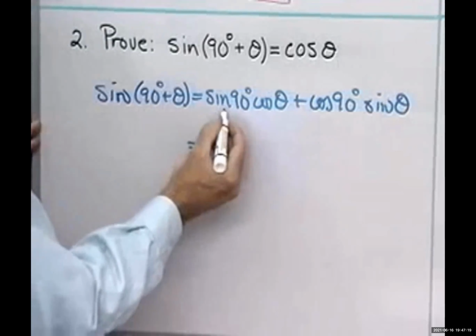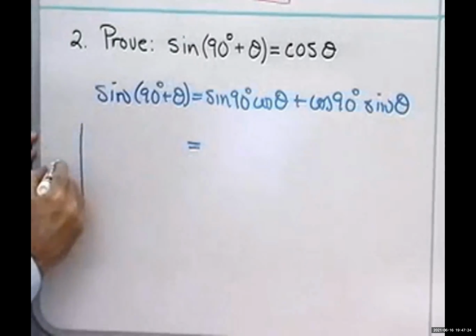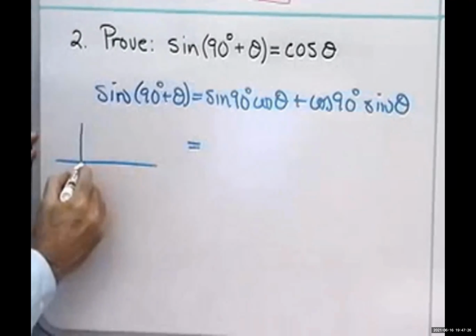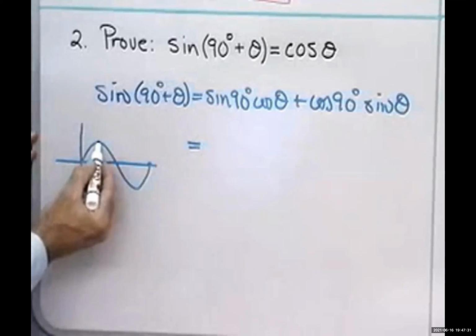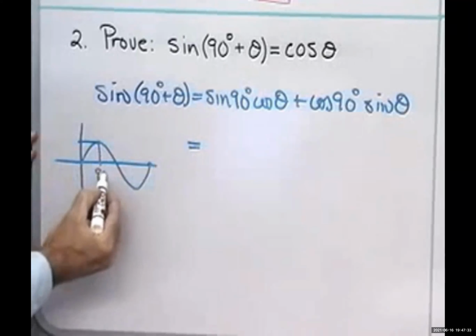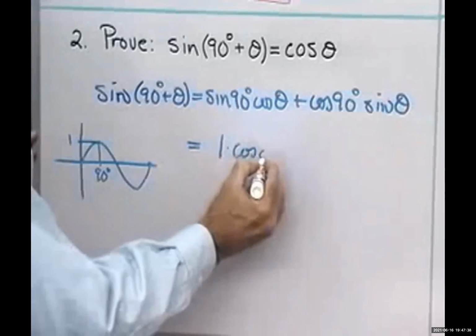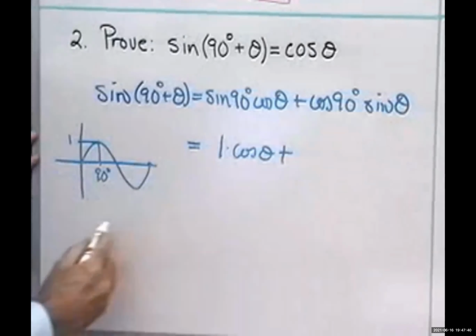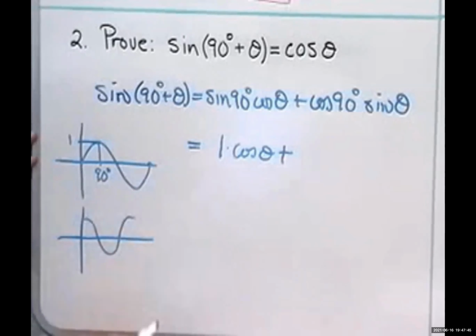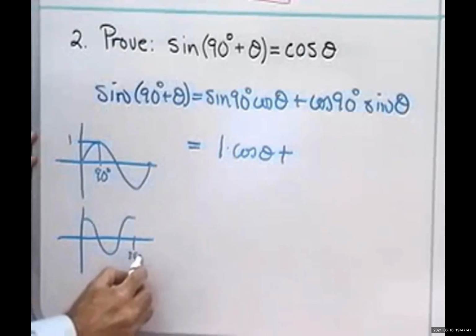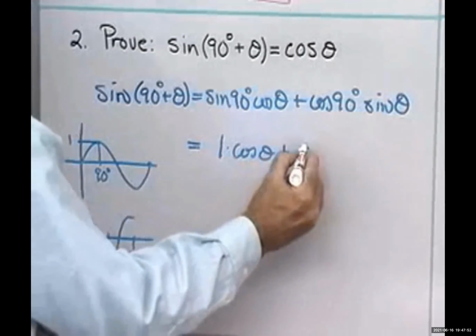Now, I need to write down the sine of 90 and the cosine of 90. I can do a quick little picture right here. I do this a lot when I'm working these problems. I know that y equals sine x looks like this, and it's 1 at 90 degrees. So the sine of 90 is 1 times cosine theta, plus I want cosine of 90, so again, I'll just draw a little diagram right here. One complete cycle of cosine looks like this. That's 360, that's 180, that's 90 right there, so cosine is 0.